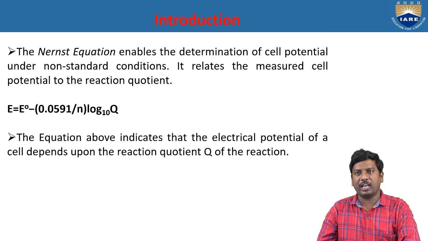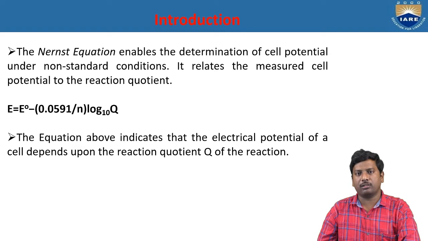The Nernst equation enables the determination of the cell potential under non-standard conditions. So what are the standard conditions? That means the cell potential maintained at 1 atmospheric pressure, 273 Kelvin temperature, and 1 molar concentration. These come under the category of standard conditions. And what is the formula? E is equal to E naught minus 0.0591 by n log 10 base Q.